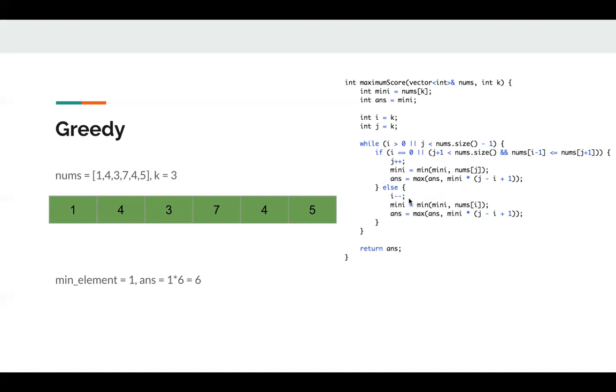Then in the opposite case, we can move i. So we can pick the element at i. So we need to decrease i by 1. Then we try to update the minimum and update our answer. So it's just a pretty much two-pointer plus greedy algorithm. Okay, that's it.